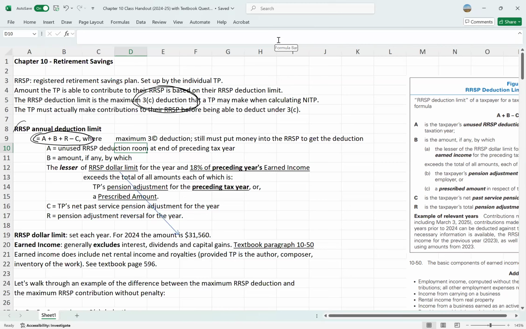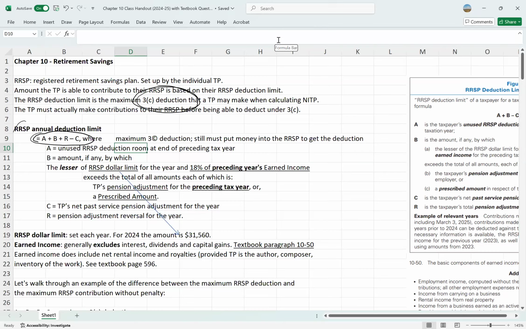So you put the money in an RRSP, you invest it into exchange traded funds, into some stocks, into some mutual funds. All those gains and interest, dividends, all that will accumulate within the RRSP, and you will not be taxed on those amounts until you take the money out of your RRSP.